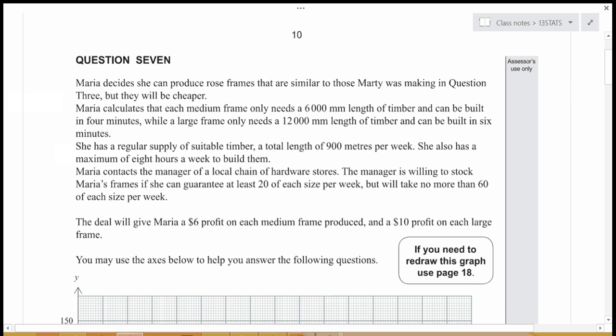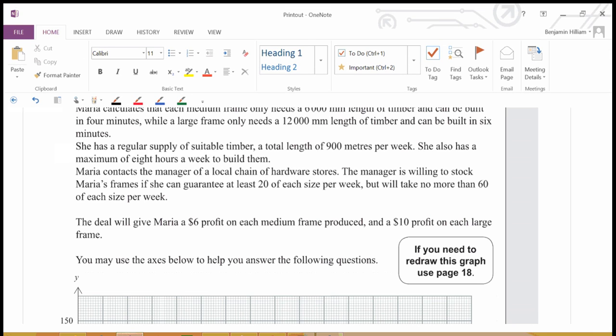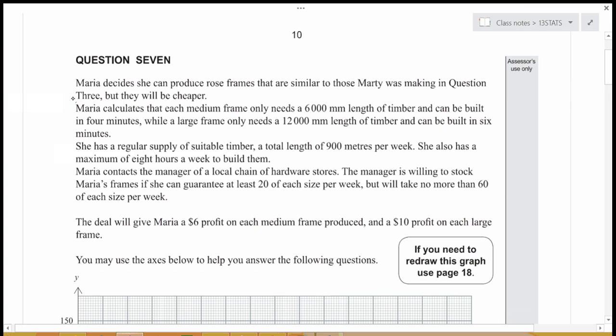So we have Maria, who's making rose frames, and she's got these costs and materials that she's got to work within. So we'll just take it sentence by sentence and we'll see how we go. So our first bit of information starts here. Maria calculates that each medium frame only needs 600 millimeters length of timber and can be built in 4 minutes, while the large frame only needs 1200 millimeters of timber. She has a regular supply of suitable timber, a total length of 900 meters.